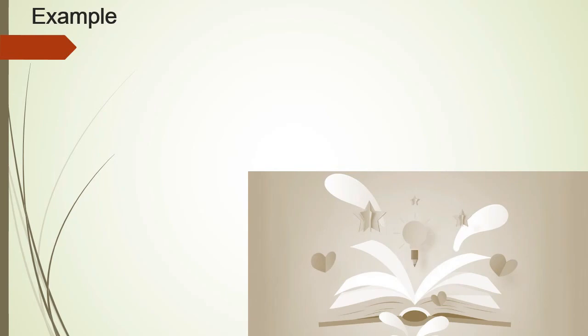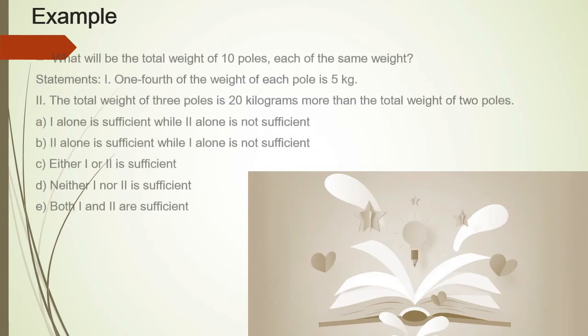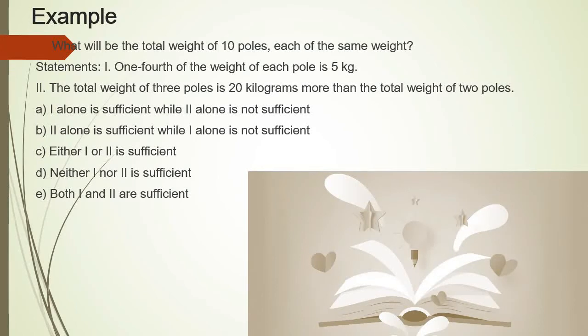We'll see an example for data sufficiency. The question is, what will be the total weight of 10 poles, each of the same weight? Statement 1. 1/4 of the weight of each pole is 5 kg. Statement 2. The total weight of 3 poles is 20 kg more than the total weight of 2 poles. Option A, 1 alone is sufficient, while 2 alone is not sufficient. Option B, 2 alone is sufficient, while 1 alone is not sufficient. Option C, either 1 or 2 is sufficient.